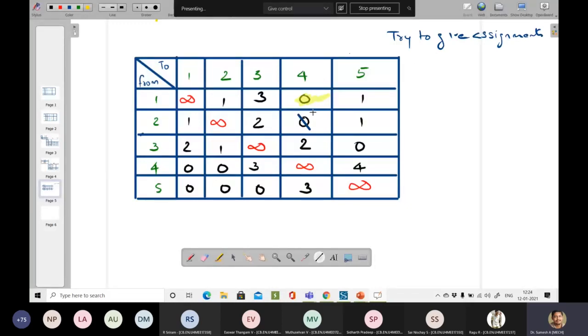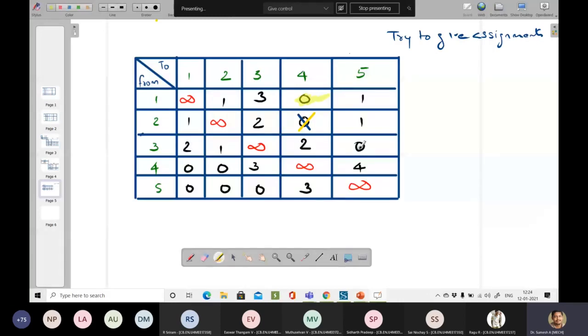So what about the next one? The next one is single zero, so you can give the assignment over there. Which one is single zero? The third row is single zero. Second row, when I cut it, becomes unassigned. Third row is single zero. Fourth is not single. Fifth is also not single.